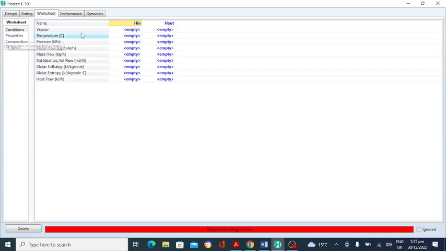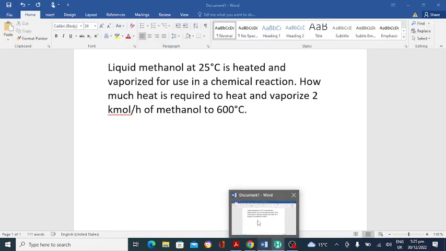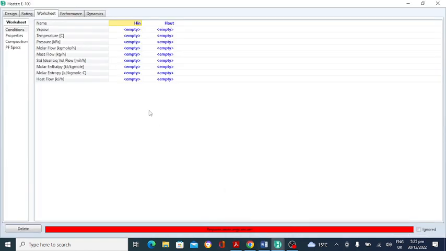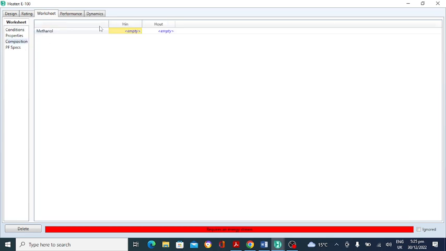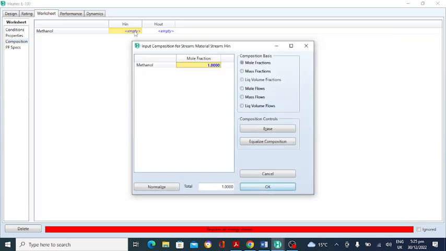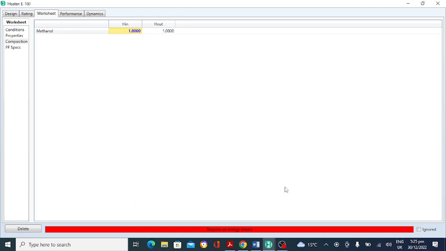So we have liquid methanol in the question. Liquid methanol at 25 degrees is heated and vaporized for use in chemical reaction. The liquid methanol temperature is 25 degrees centigrade, and it is a liquid methanol, so the vapor fraction will be 0. It is liquid, okay. And we will go to the composition. It is pure methanol, so the methanol mole fraction will be 1, okay.